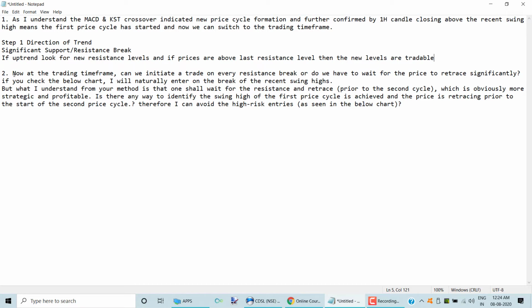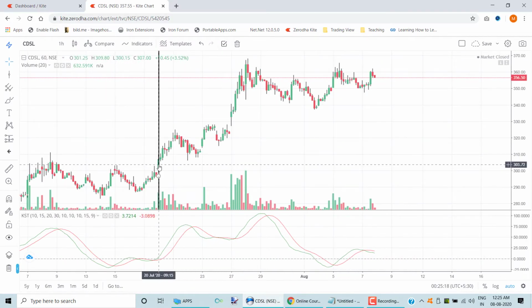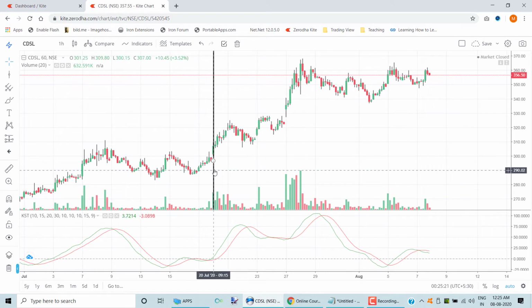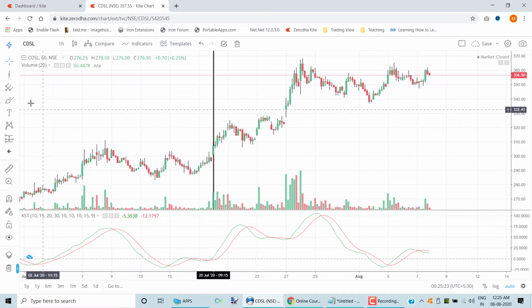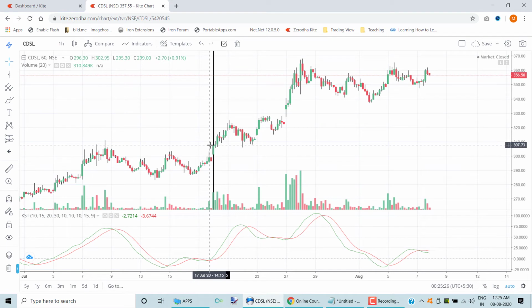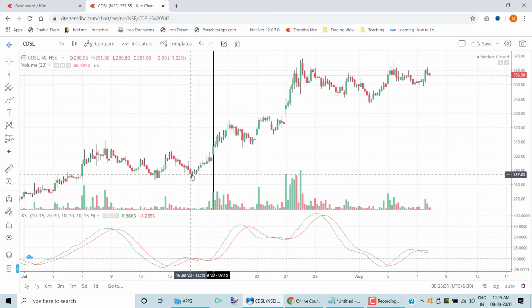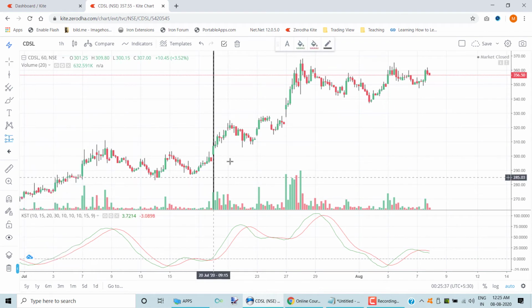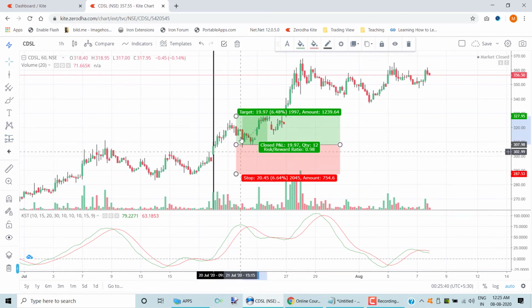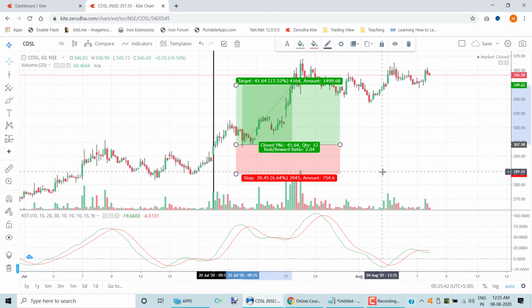Now your next question is, at the trading time frame, can we initiate a trade on every resistance break, or do we have to wait for price to retrace significantly? So you said that this is where we got the confirmation that the new price cycle has started. Now if you are planning to buy at the very same time frame, then this is a good buying opportunity and you can maintain your stop loss here. And so far as I think, this also gave a good profit. If you take a look here, 1:2 is a good profit.